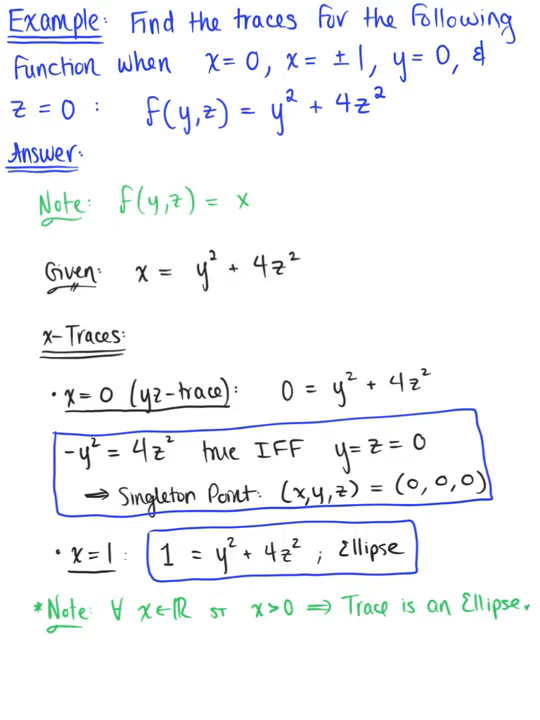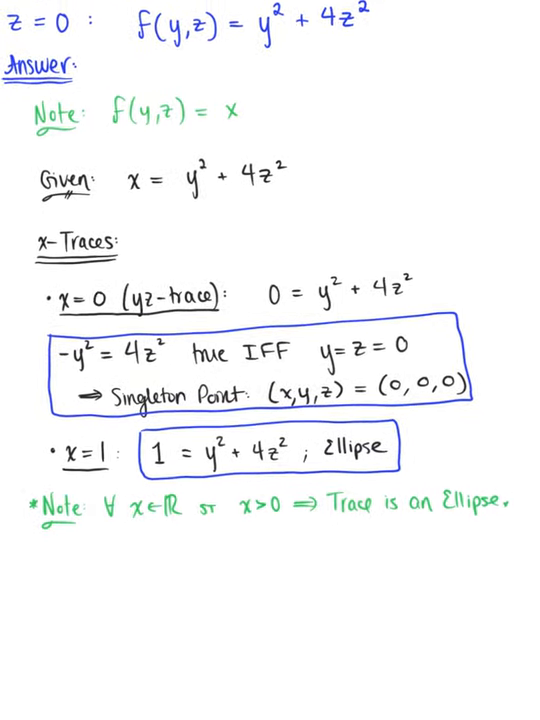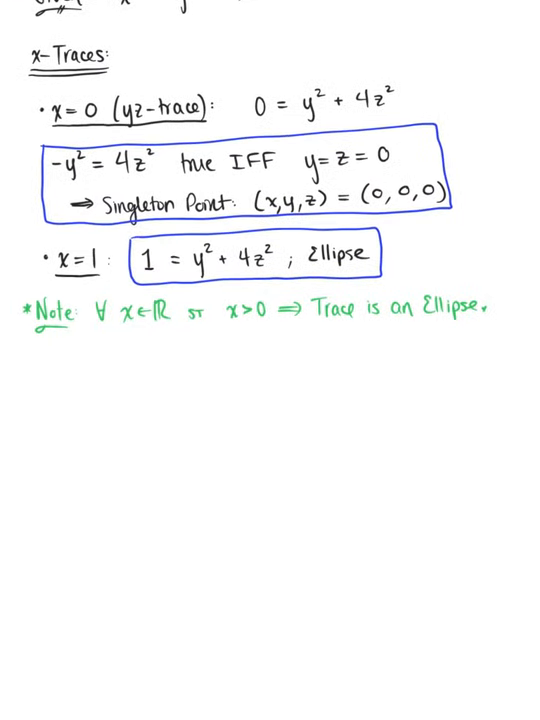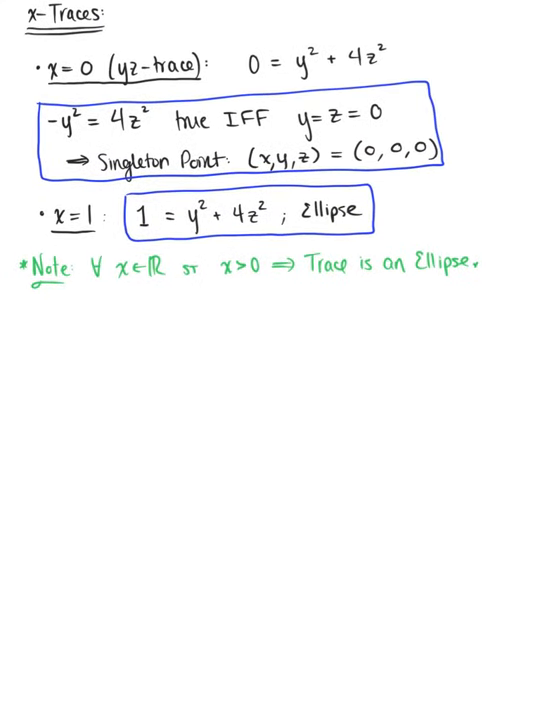All right, now we have one more x trace to consider. We want to think about what's going on when x is -1. So we have -1 is equal to y squared plus 4z squared. Is that ever true? No, this is a contradiction. This is false. This is never ever going to be true.